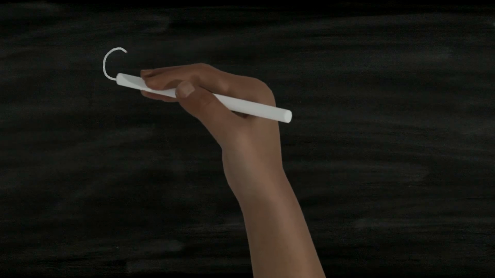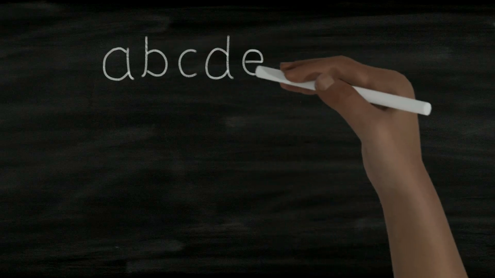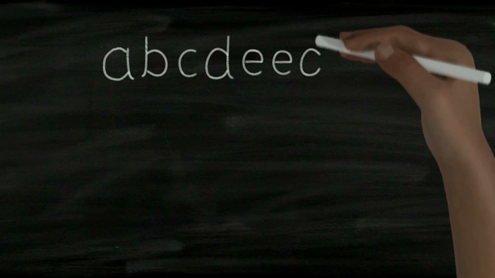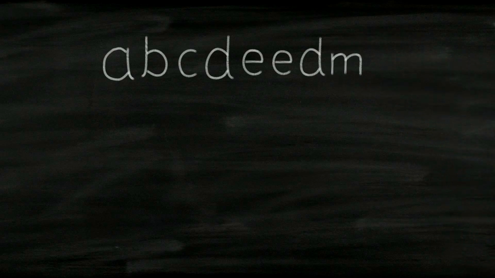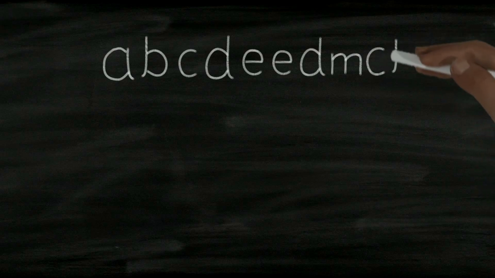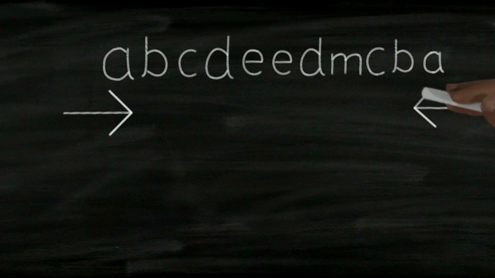So let's imagine what we could do. We have a string like that, so we have A, B, C, D, E, and then E, D, M, C, B, A. Alright, so first we can tell if it's a palindrome or not by going from this direction and this direction and comparing everything together.